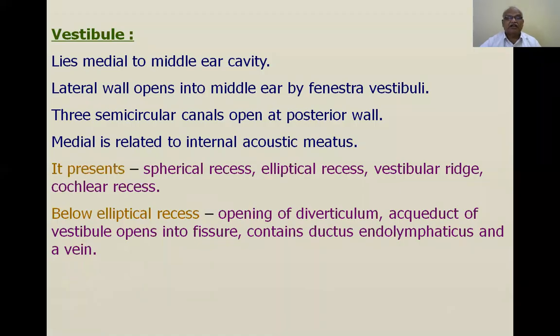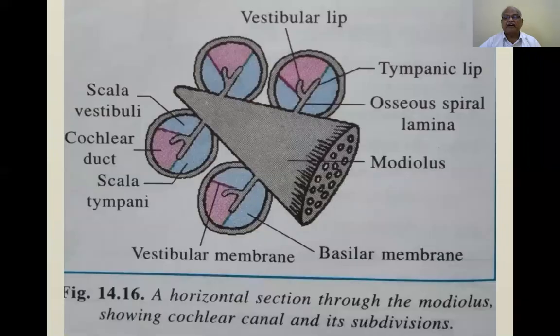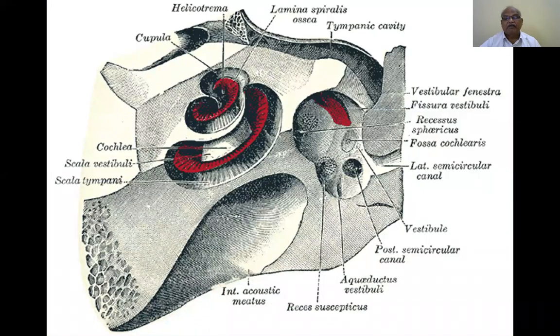Now the vestibule, the central part, lies medial to the middle ear cavity. Its lateral wall opens into the middle ear by the fenestra vestibuli. This fenestra vestibuli is touched by the footplate of the stapes. I already showed you where the fenestra vestibuli is.